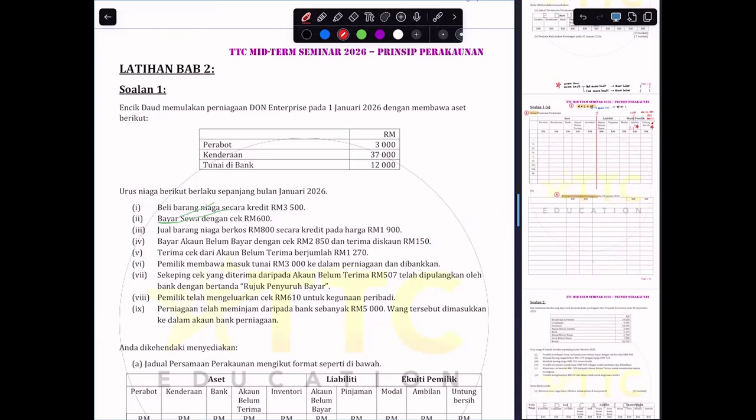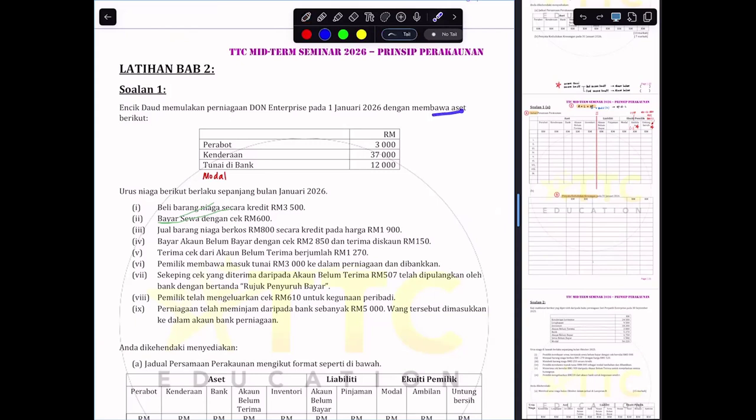The boss must bring in something for you to start any business. Yes, it must be modal, and modal is not given in the question. You need to add it on by your own. So he brings in something this year to start a business on 1st January 2026.